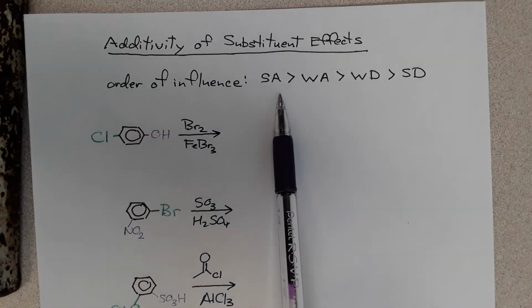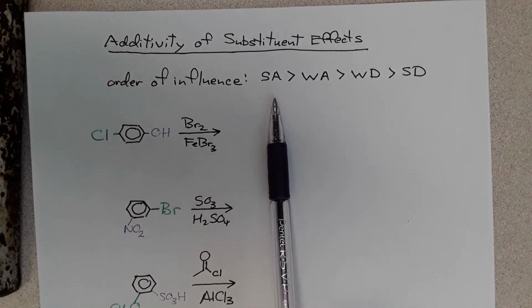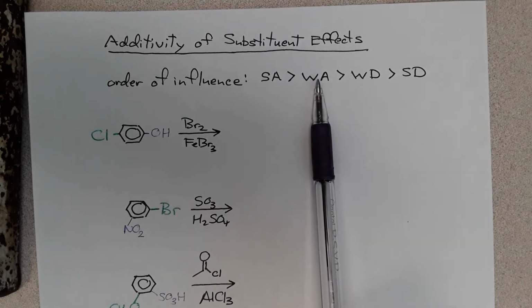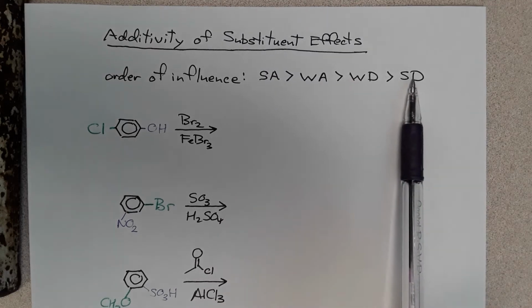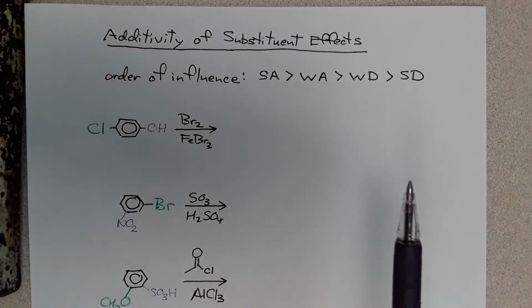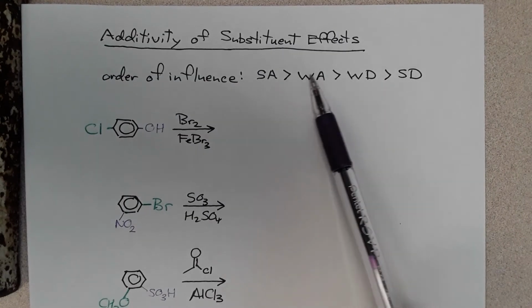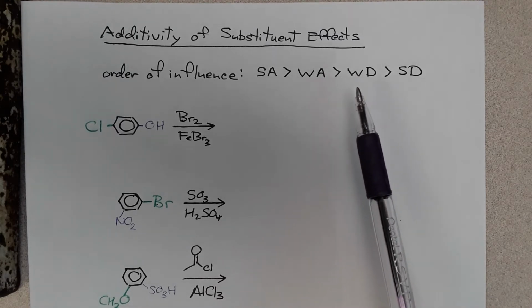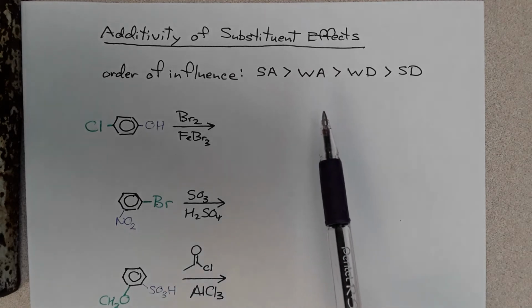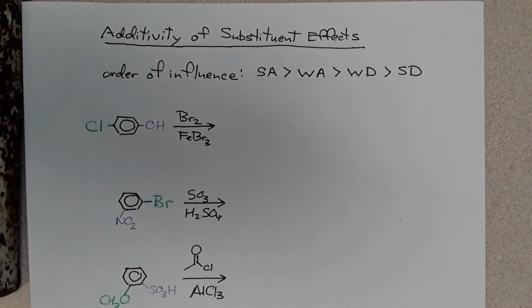The bottom line here is that a strong activator has more influence over the position of the incoming electrophile than a weak activator, which has more influence than a weak deactivator, which has more influence than a strong deactivator. And so if there's a competition, then whichever one is higher up on the pecking order wins out, and the major product will be the one that is being directed by the one that has the greatest influence, or the greatest activating effect.